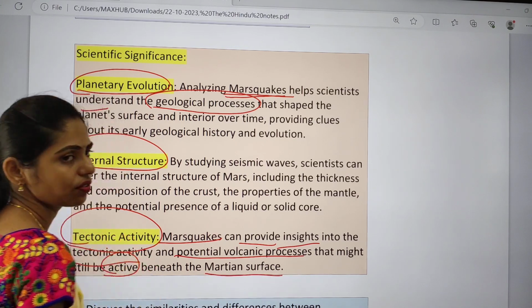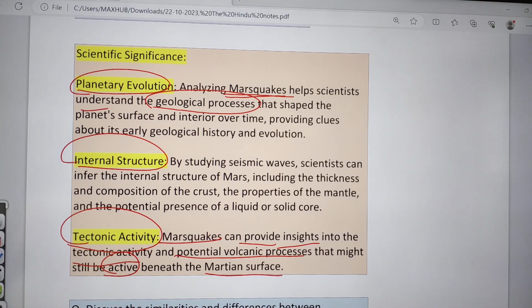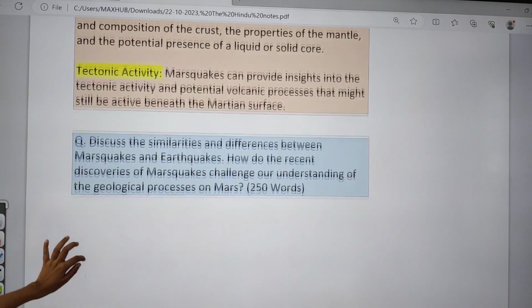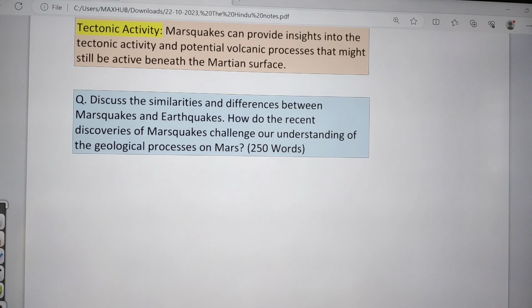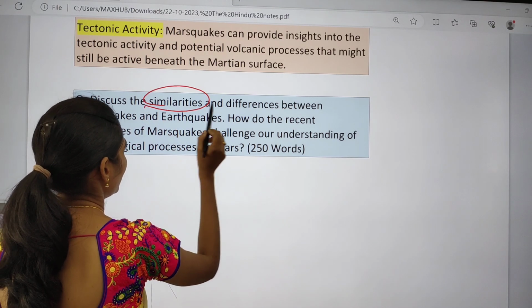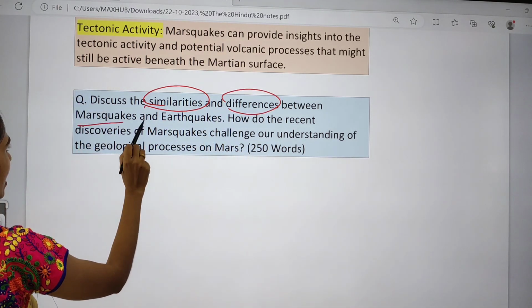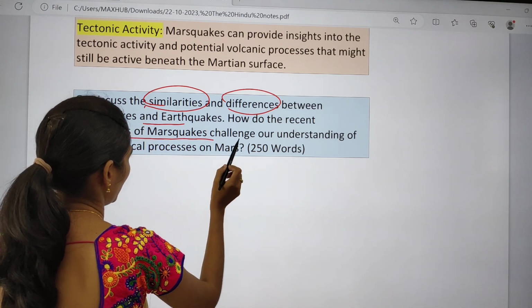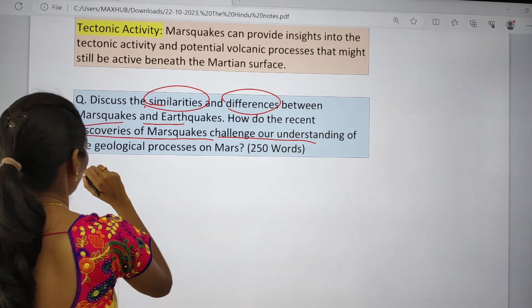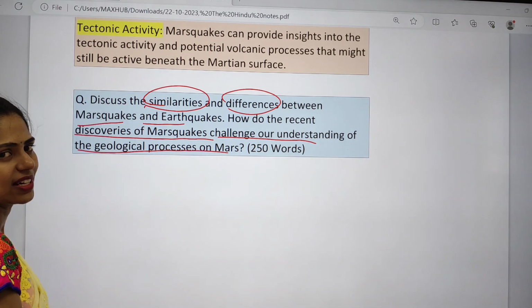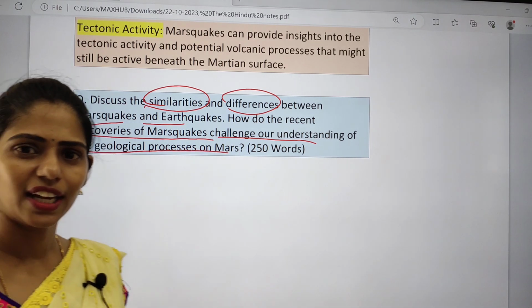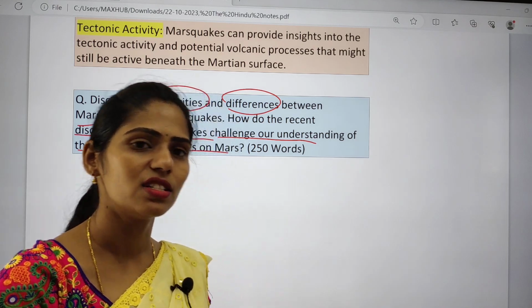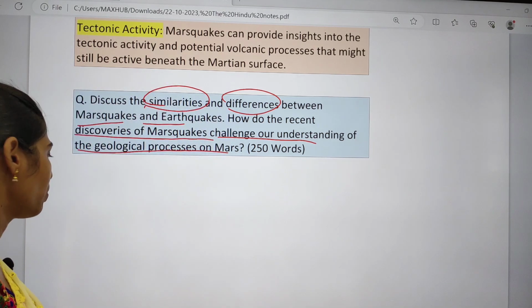And I want to give you one question. Try to write an answer for this question: discuss the similarities and differences between Mars quakes and earthquakes. How do recent discoveries of Mars quakes challenge our understanding of the geological processes of Mars? In this way also you can get a question in your mains. So try to write an answer for this question.